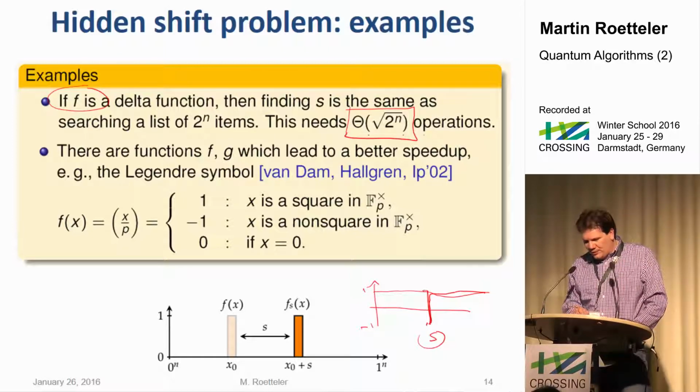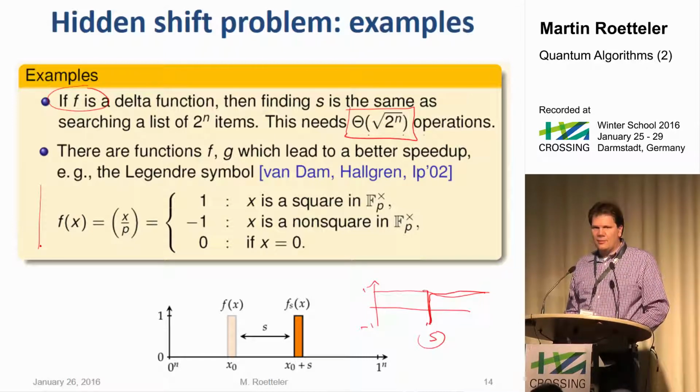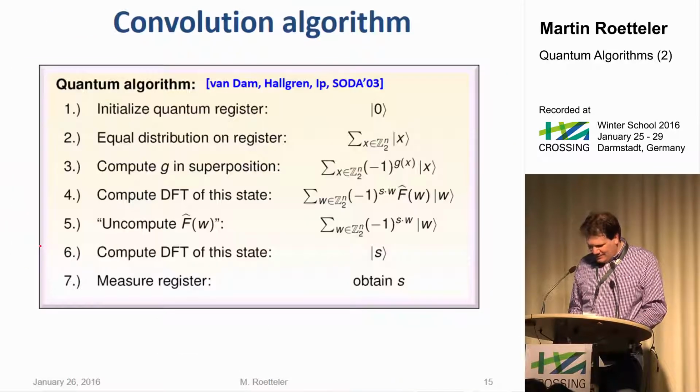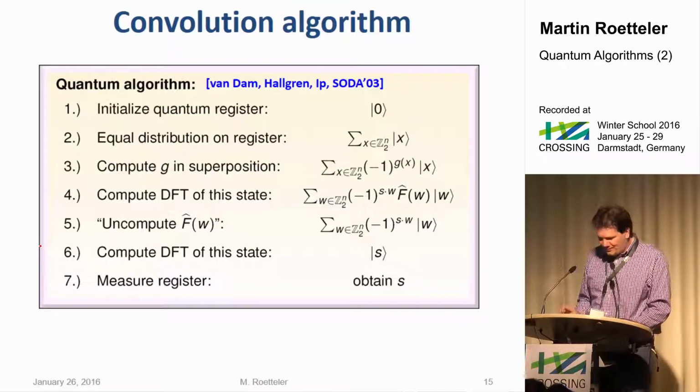However, there are functions like the Legendre symbol, here it is. Here you can do it with essentially one query to f, one query to g, and you're done. You find out what this s is. And that's really surprising, and let me show you what the algorithm looks like.